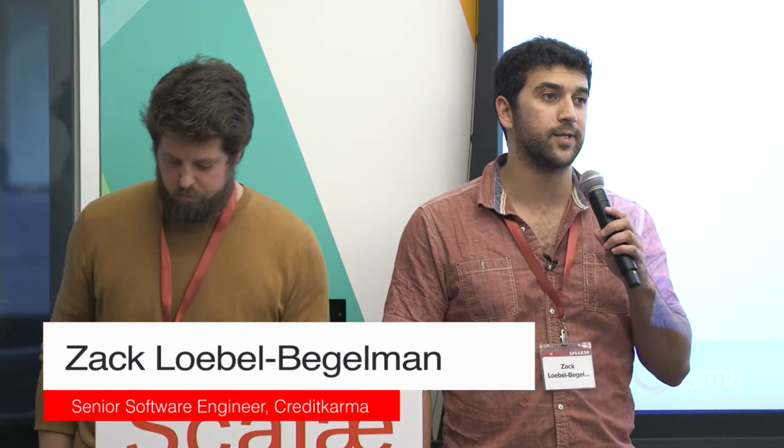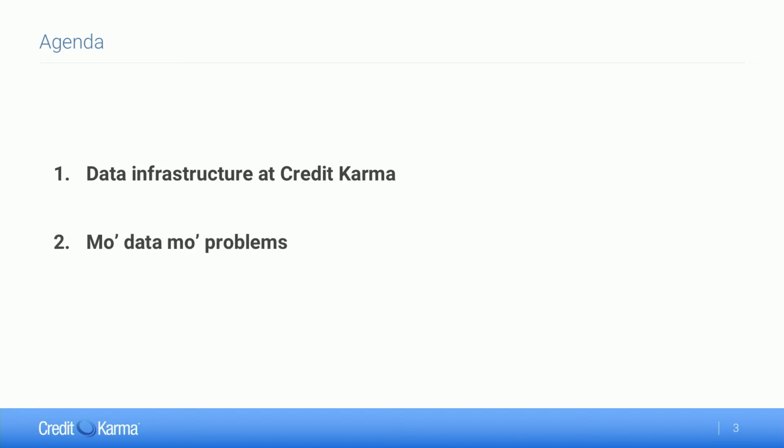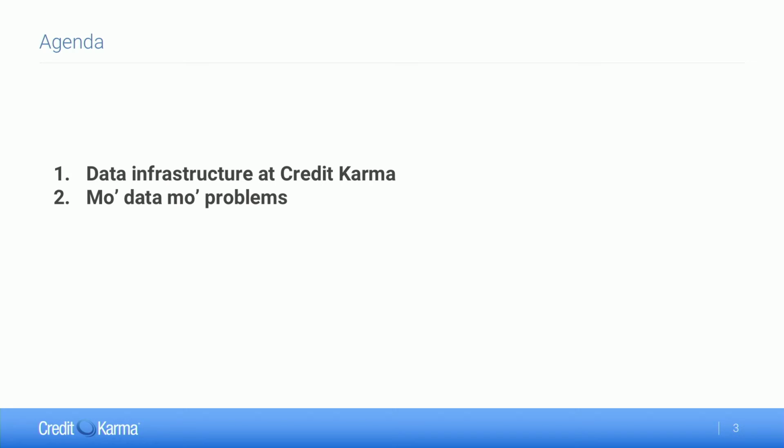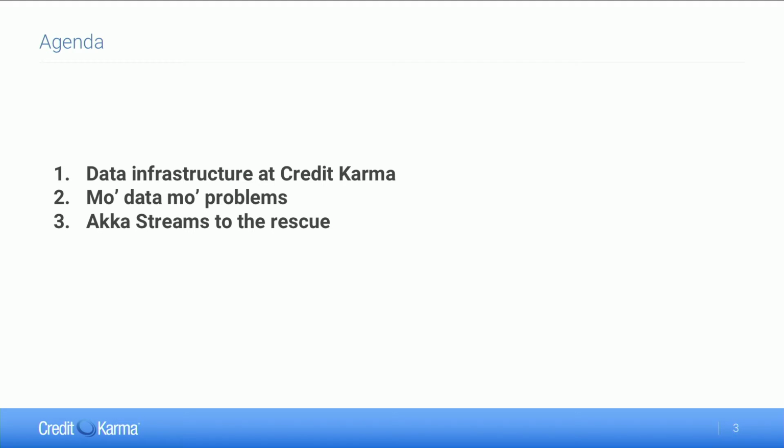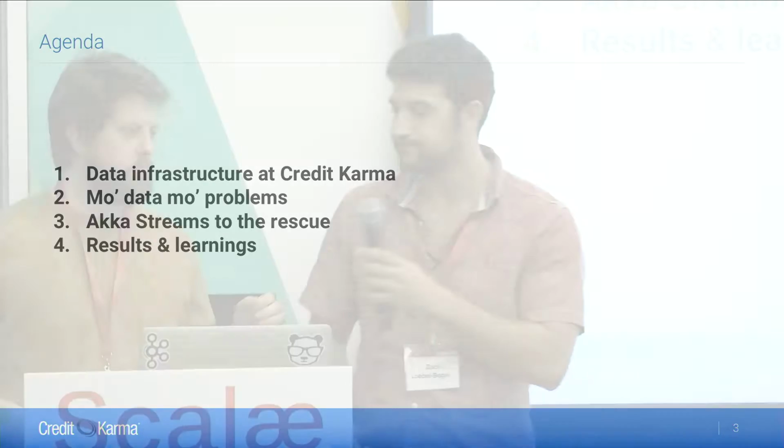So what are we going to talk about today? We're going to start off with a brief history of the data architecture at Credit Karma. We'll talk about how, as that data scaled, we ran into some problems. We'll talk about the technologies that we chose to resolve some of those problems, how Akka Streams helped us. And then we'll also talk about some of the takeaways, the results and the learnings of what we learned through this whole process.